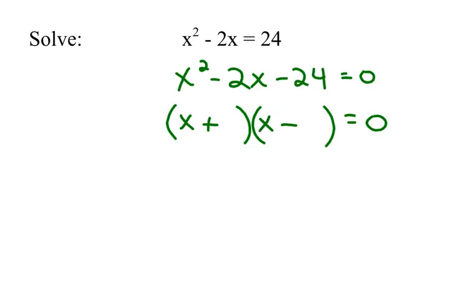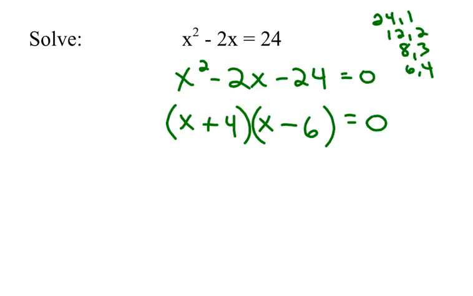Now factors of 24, we know that there's a bunch of them here, so we can list them out to help us if we need to. 24 times 1, 12 times 2, 8 times 3, 6 times 4. So we need to choose the right factors that will combine to give us a negative 2x as that middle term. So we're going to use the plus 4 and the minus 6, and again, understanding that with that FOIL method, those outside-inside terms are combining to give us the negative 2x.